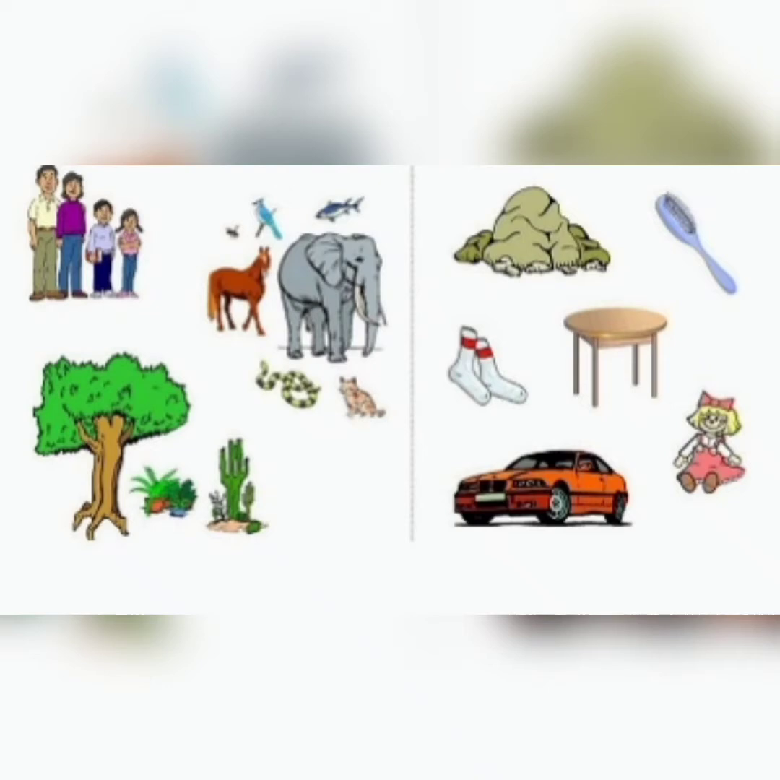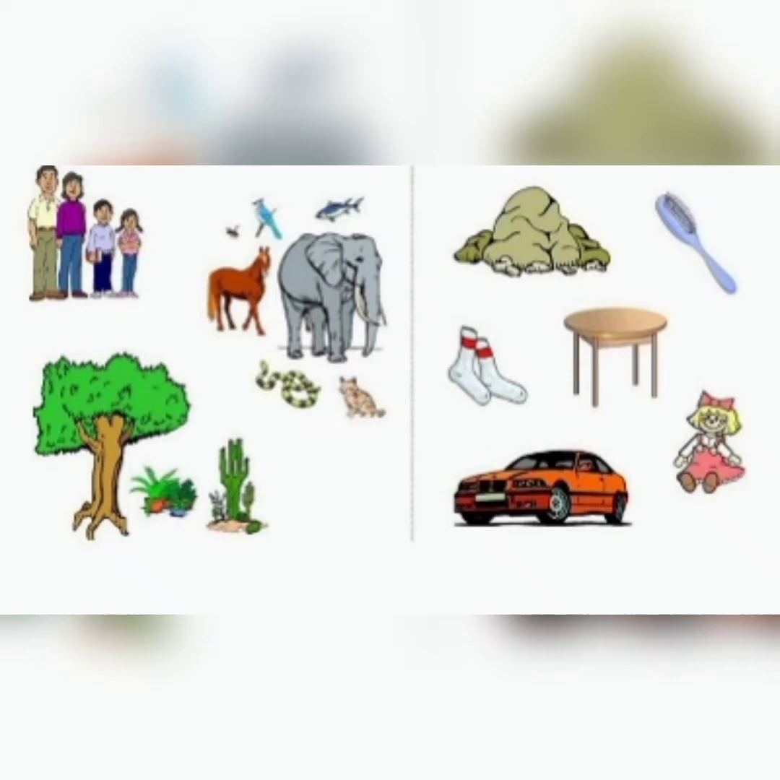Okay children, living things are alive. The things that are created in nature are called natural things. Natural things may be living or non-living. Here the picture shows people, horse, birds, fish, elephant, snake, cat, trees and plants. These are examples of living things.